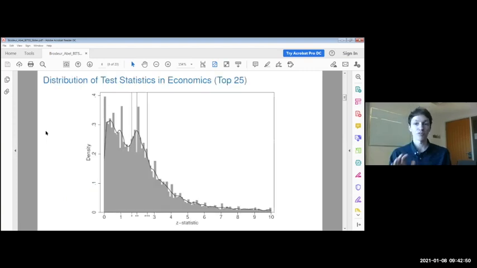Okay, so before I show you the results, let me show you what the distribution of test statistics in economics usually looks like, but that's only for published papers. That's the top 25 journals according to RePEc, and it's hundreds of papers. This is a graph taken from another of my studies, published in the AER recently. And what you see is the distribution of these statistics.